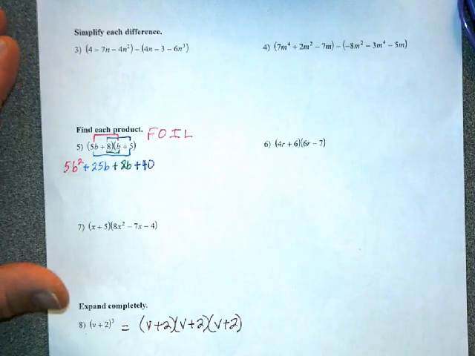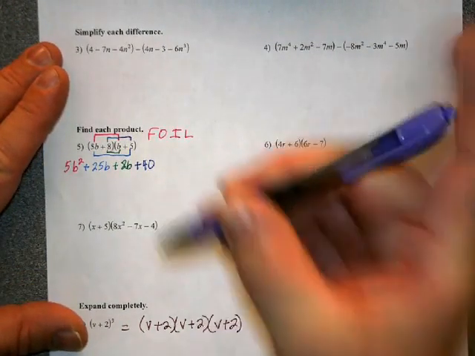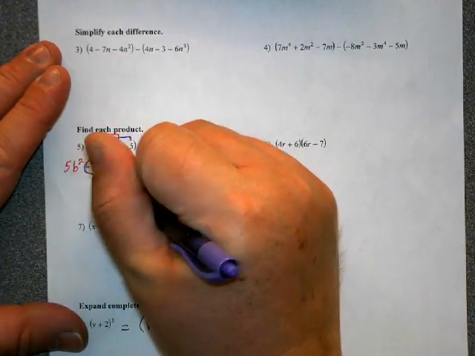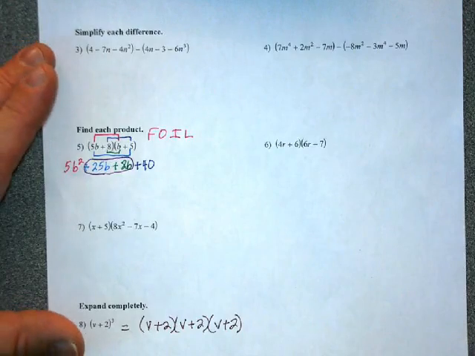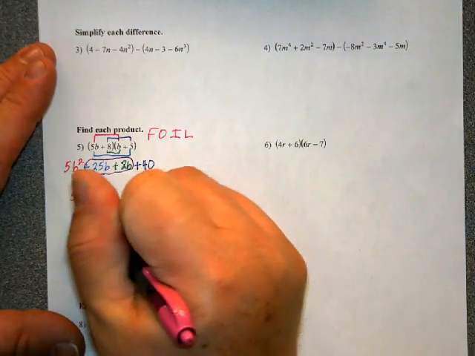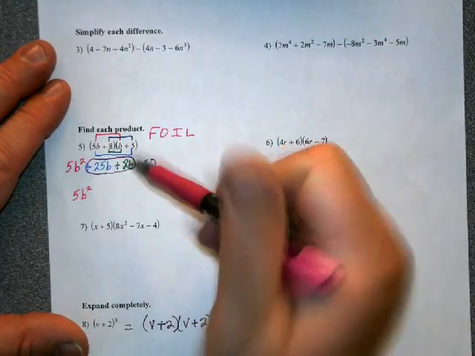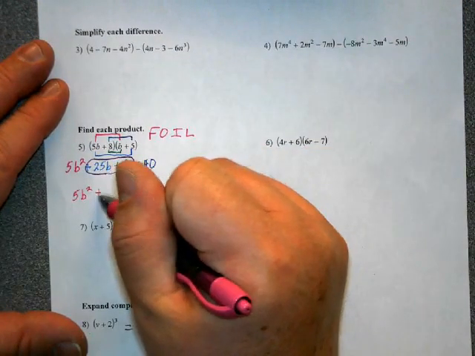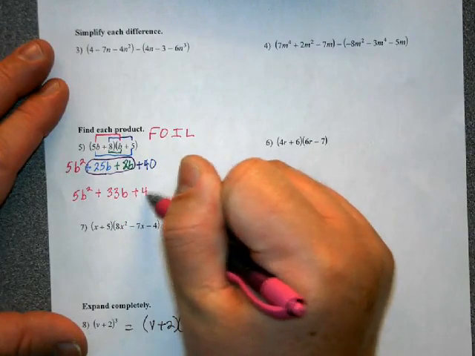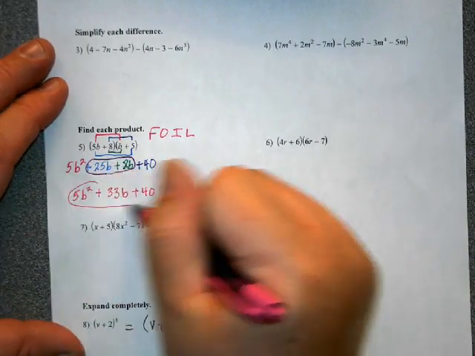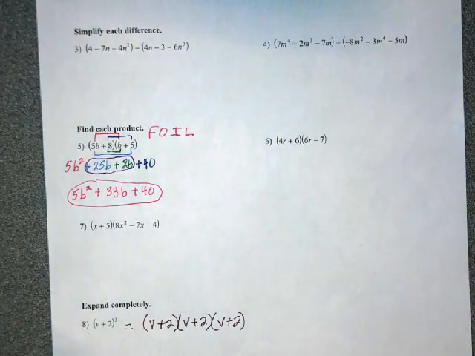And then remember, we always have those 2 middle terms to combine. So I end up with 5b squared, 25b plus 8b is a plus 33b plus 40. So there's our answer.